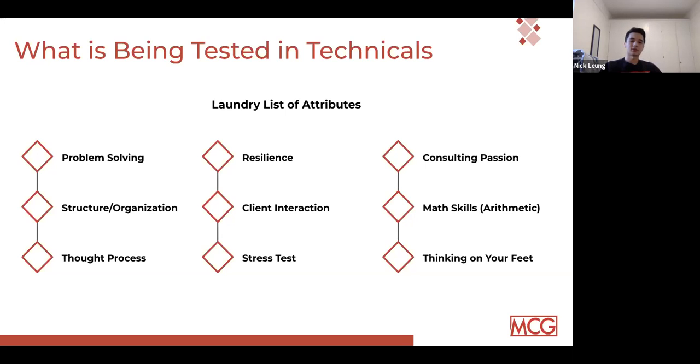The next is stress test. This goes more towards the math, for example, or if you get something wrong. Again, it overlaps with resilience. They're really just trying to see how you handle stress and pressure, and that you're able to bounce back when you're wrong.